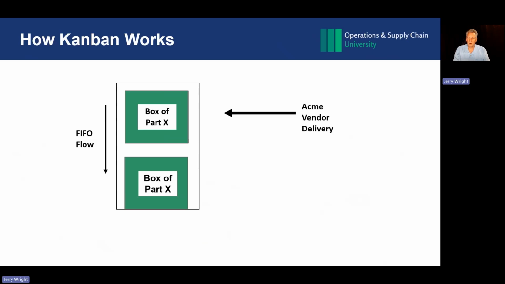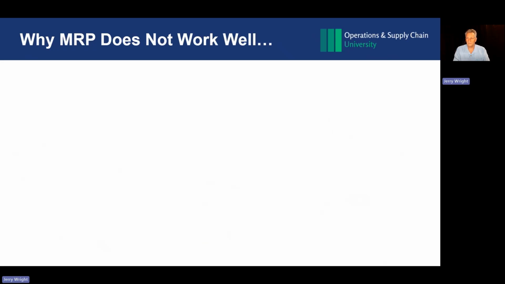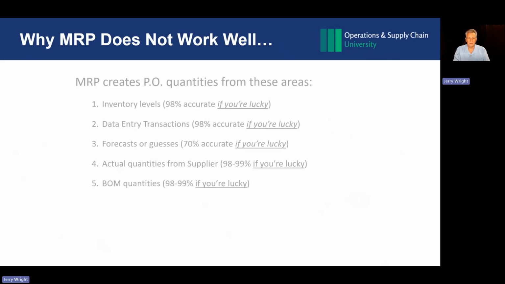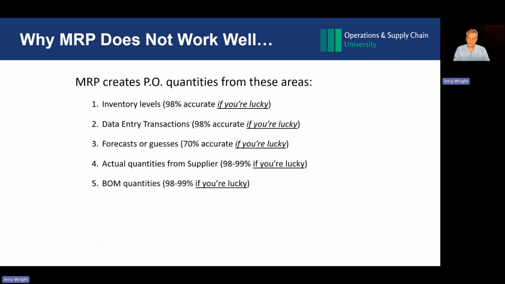The problem is MRP doesn't work well. Here's why it does not work well. MRP, or material requirements planning, creates purchase order quantities from these different areas. They look at inventory levels, data entry transactions, forecasts or guesses, which, by the way, 50 to 60% accuracy is common, 70% is decent, and I see that sometimes. Best I've ever seen is 85%, and that's rare. So think of 70% accuracy as all I have on my forecasting.